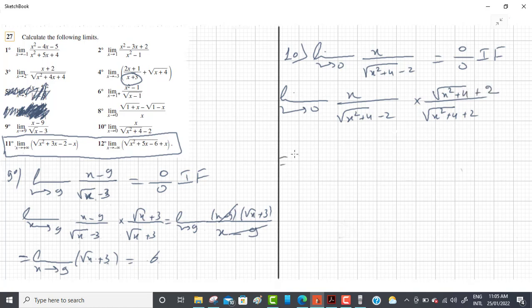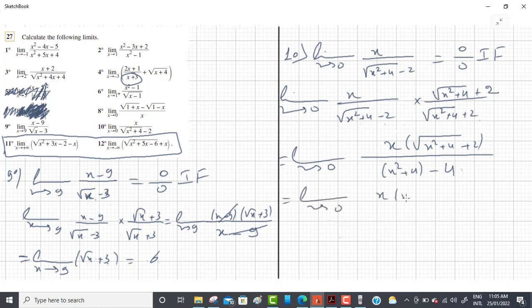So limit as x tends to 0, a minus b, a plus b, it's a square, the radical square cancels, 2 square is 4. In the numerator, x into radical of x square plus 4 plus 2, equals limit as x tends to 0 of x into radical of x square plus 4 plus 2, over x square plus 4 minus 4, which is x square. You have to simplify by x. So limit as x tends to 0 of radical of x square plus 4 plus 2 over x.